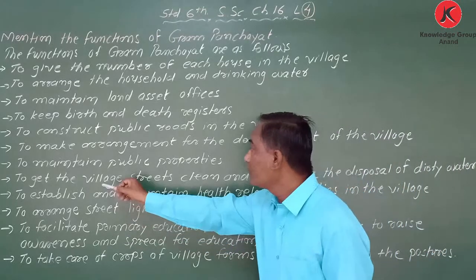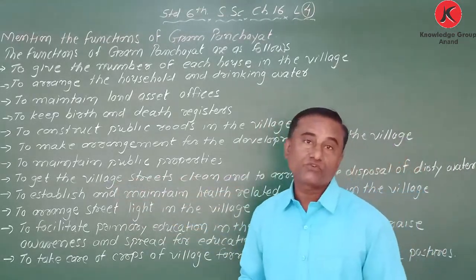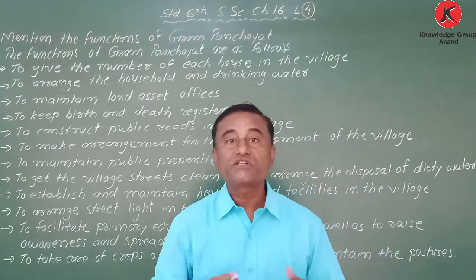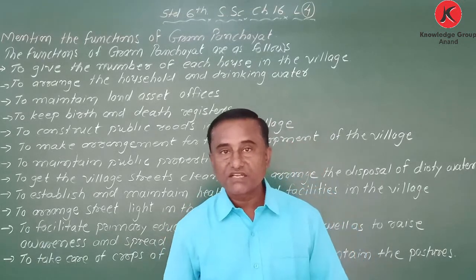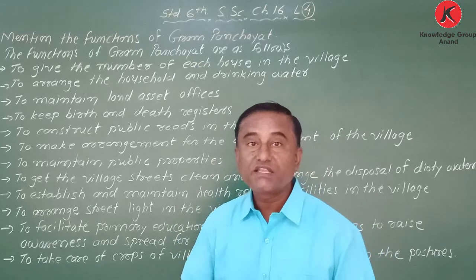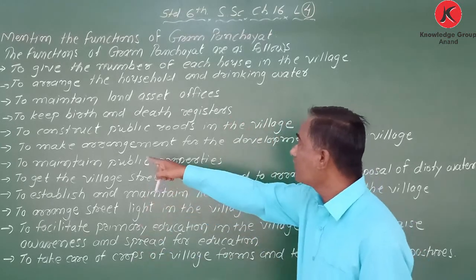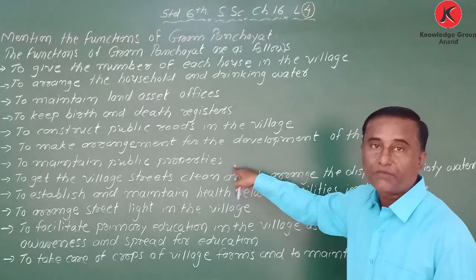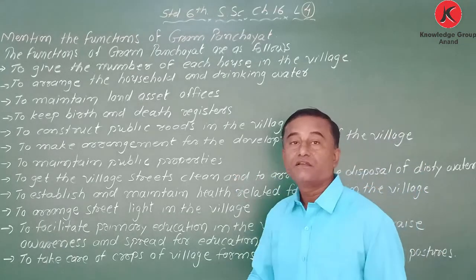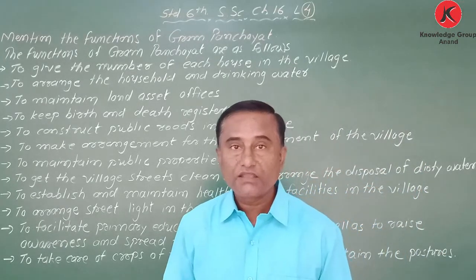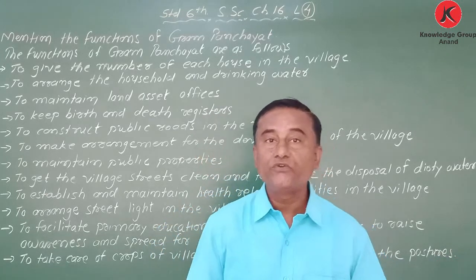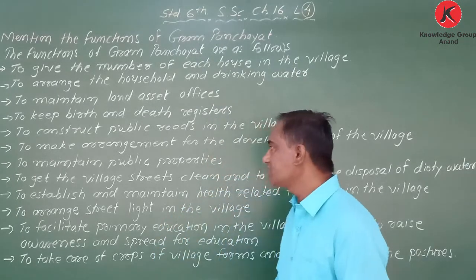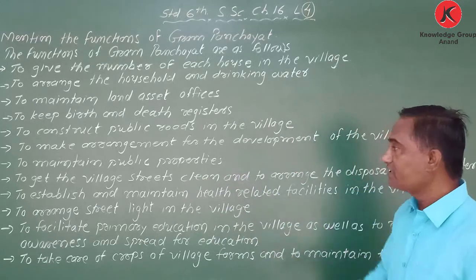Next, to maintain public properties, that is most important. Take the example of the gram panchayat office. Then suppose a library is there, or some other things are there. These are public property. So it is written to maintain public properties. Nowadays, in many villages, you will find a library also. Early morning people go to the library, they read the newspaper, some magazines are there. Then a dairy is there. So many things are there to maintain public properties.